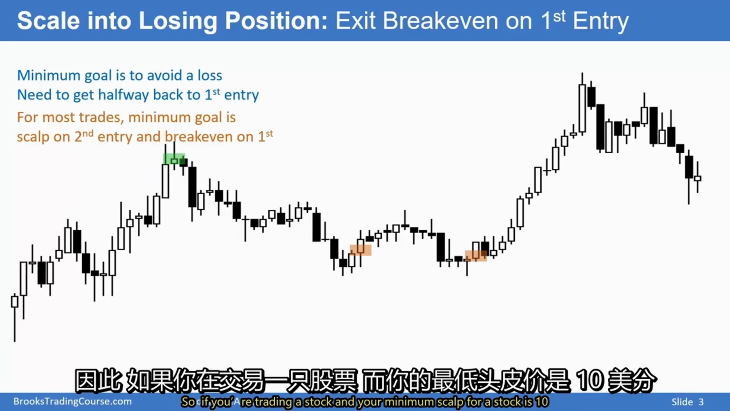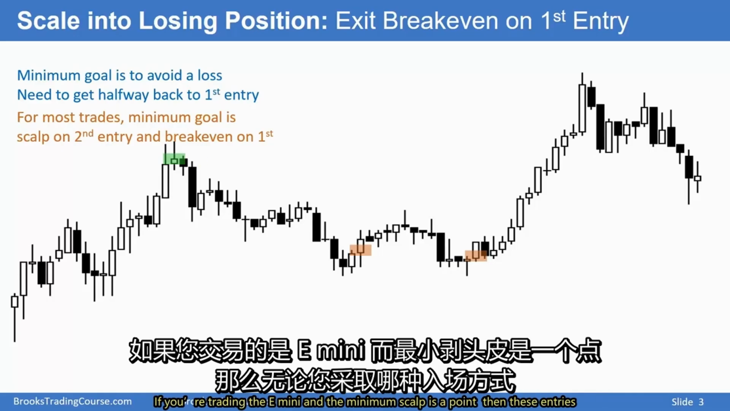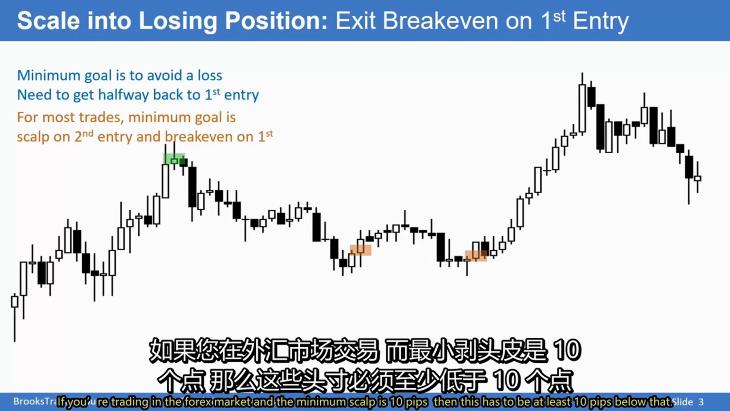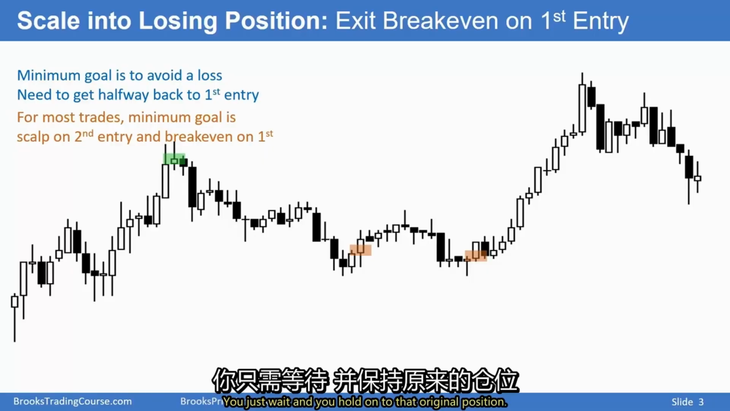So if you're trading a stock and your minimum scalp for a stock is 10 cents, then this entry has to be at least 10 cents below that. If you're trading the E-mini and the minimum scalp is a point, then these entries, whichever one you take, has to be at least a point below that. If you're trading in the Forex market and the minimum scalp is 10 pips, then this has to be at least 10 pips below that. Otherwise, you don't take the trade. You just wait and you hold on to that original position.